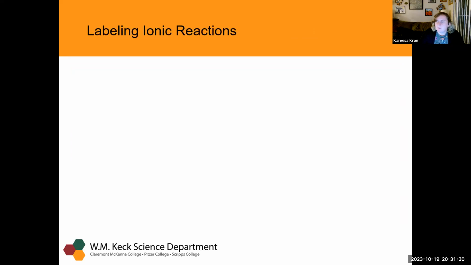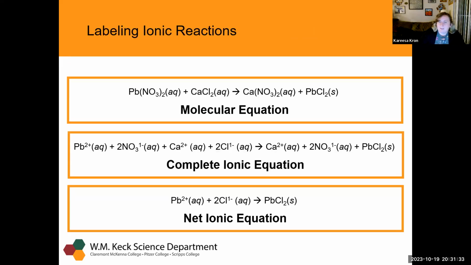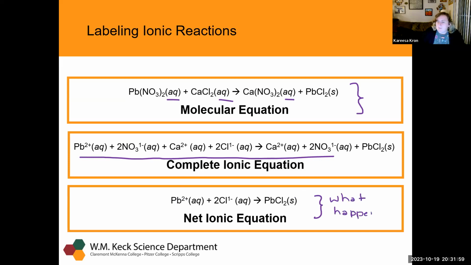And so as we've worked through this, we've described the molecular equation, which is what we start with and what we often see. And when we look at this, we dissolve what's aqueous to form a complete ionic equation. And then we cancel out any spectator ions to get the net ionic equation, which is what happened. And so these labels are what we use to help us understand what's happening.